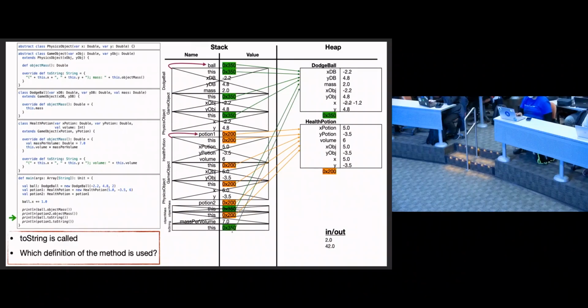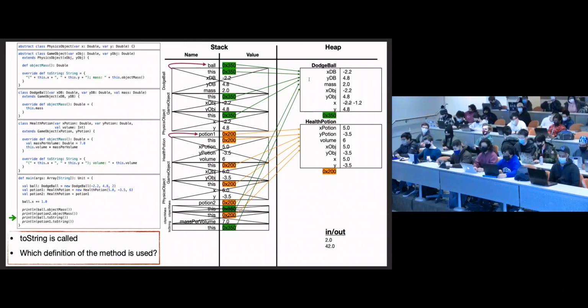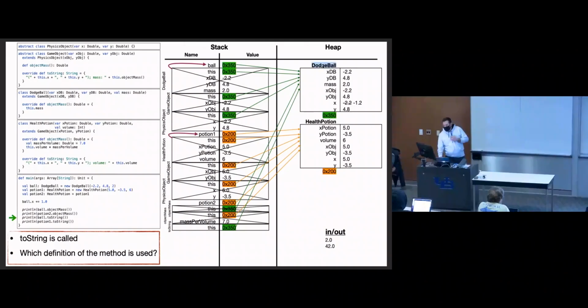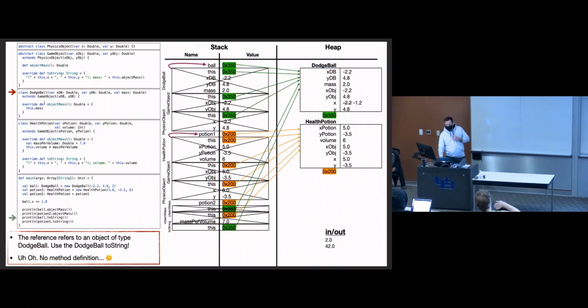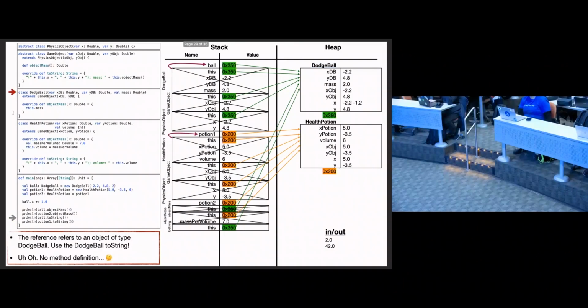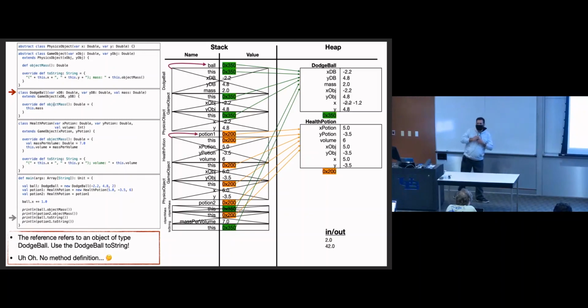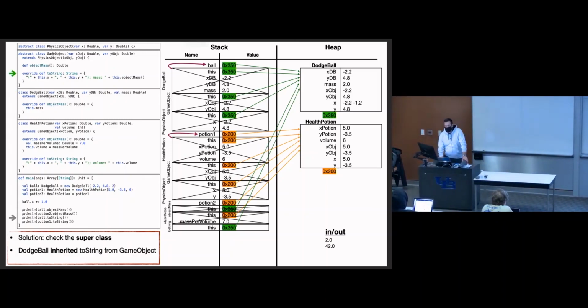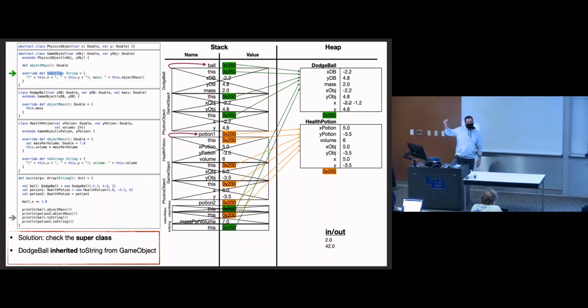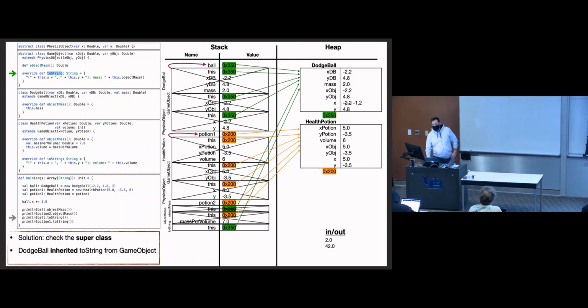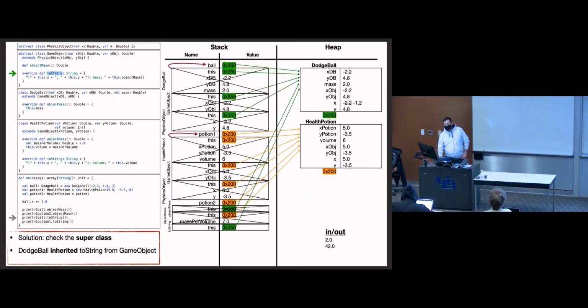Ball.toString. It's a dodgeball, but now we have an issue. We don't have any toString method in the dodgeball class. So what we're going to do is look in its superclass for a definition of toString and keep going up the inheritance chain to find that method. We find it in GameObject, so this is the toString that's used.